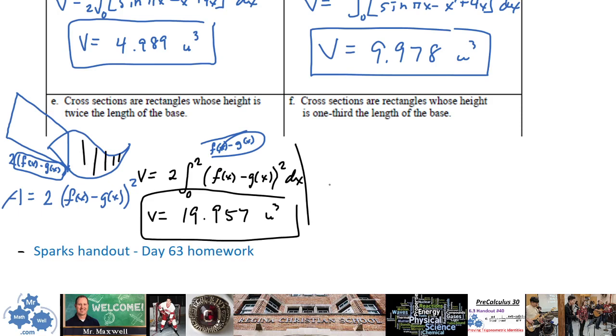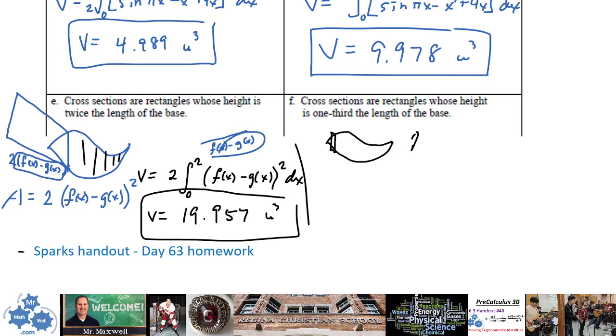Okay, so finally we have one left here. What does this one say? Cross sections are rectangles whose height is 1/3 the length of the base. So yeah, we have a situation where if this is the base, then the height is quite short, right? It's very short. This one was twice as tall, but this one's very short. So we've got some short, stubby rectangles there.